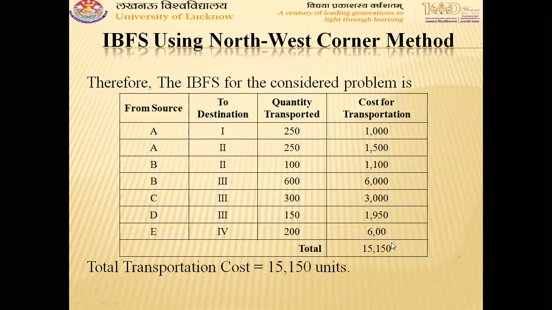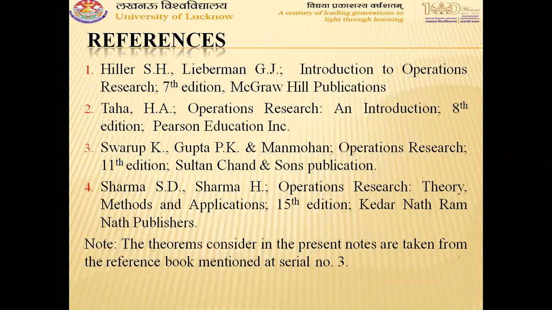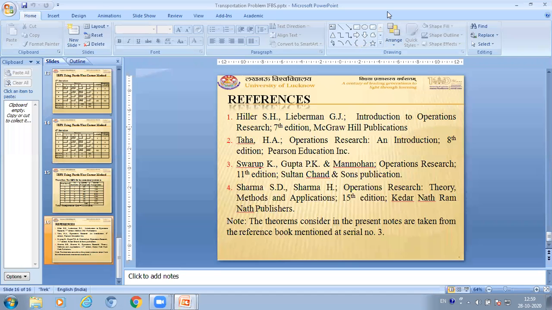Now we add these transportation costs, and we get a total of 15,150. That means the total transportation cost obtained by the northwest corner method is 15,150. Here we cannot write minimum cost, as it is not an optimum solution, it is an initial solution. As it is an initial solution, we write total transportation cost, not minimum transportation cost. Now these are the references, I have already told you about these. So it is the end of today's lecture.